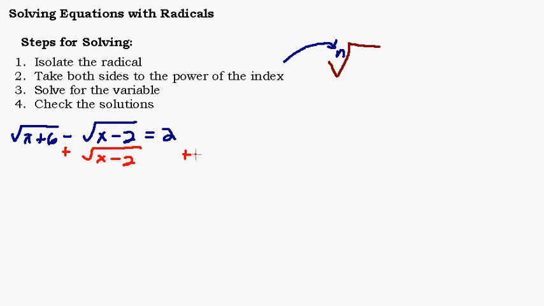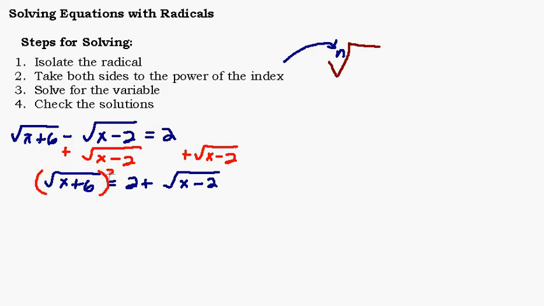I'm just doing that because it makes it positive. You could move the square root of x plus 6, but then you have a bunch of negatives floating around. So now we've got the square root of x plus 6 equals 2 plus the square root of x minus 2. And we're going to go ahead and do step number 2. We're going to take both sides to the power of the index. We have a square root, so we're going to take both sides to the second power.